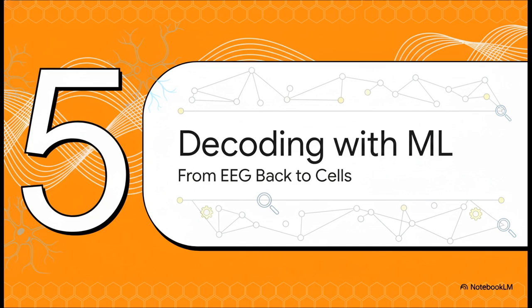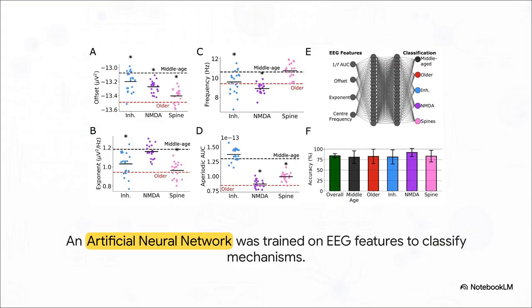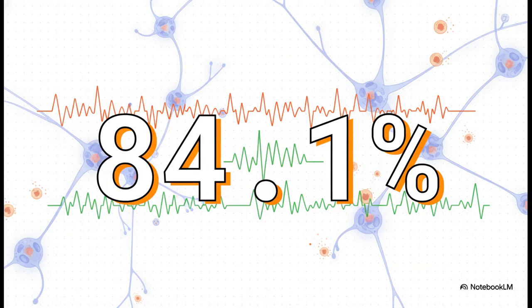The researchers decided to explore this with a machine learning approach. So an artificial neural network was trained on the dataset of simulated EEGs. Its inputs were the EEG biomarkers we just discussed: the offset, the exponent, peak frequency, and power. The network's task was to classify which underlying cellular mechanism, or combination of them, was responsible for producing that specific EEG signal. The network achieved a mean classification accuracy of 84.1% across all conditions. This result demonstrates that it's computationally feasible to identify the underlying cellular changes with a high degree of confidence, based solely on the emergent EEG signal they produce.